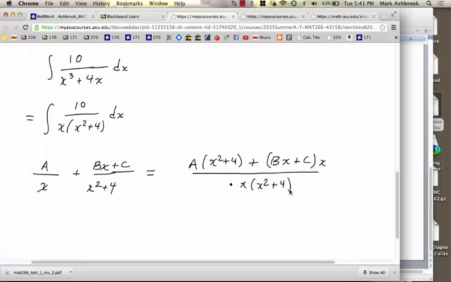We do the same thing as before. We're going to multiply out. What are we going to have for our x squared term? We're going to have a plus b, so bx squared right there, and ax squared. So you're going to have a plus b times x squared. And then what about for x? Just c, right? Just c times x. And then our constant? 4a.